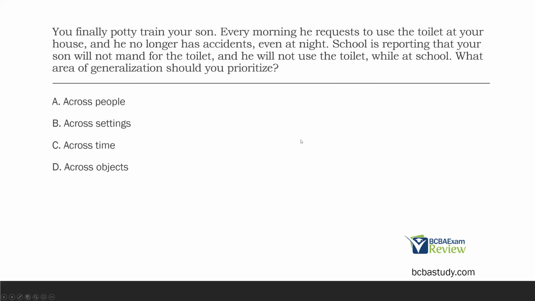Home versus school, that's an issue. Time, like we talked about, he does fine in the morning and at night. It's really just between home and school. And then across objects, the toilet doesn't seem to be the issue as far as we know. Again, we're just using the information given. The only information we know is he does fine at home. He struggles at school. We need to worry about settings. Task list B11.